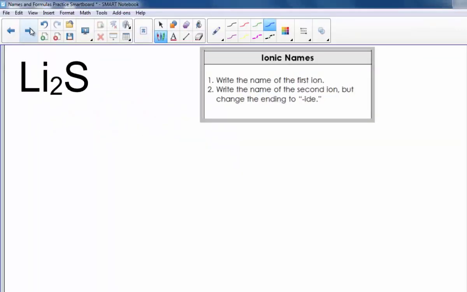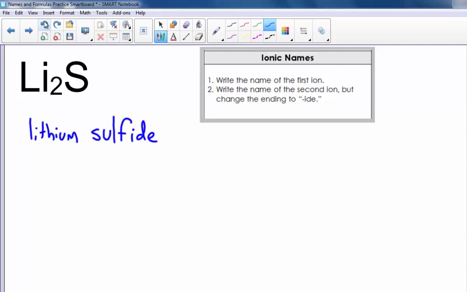For this one, we've got Li and S. And so I can write the first name from the periodic table that Li is lithium. S on the periodic table is sulfur, but this one I have to drop off the ending again, and so that would be SULF, but I'm going to drop the ending and replace it with IDE. And so we've got lithium sulfide.